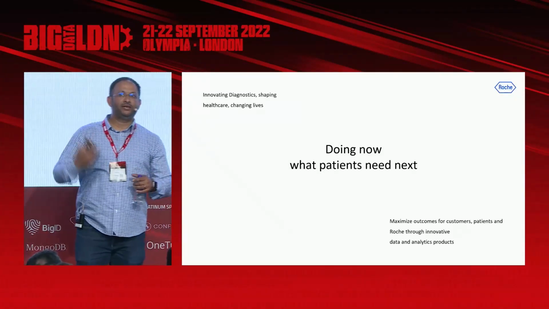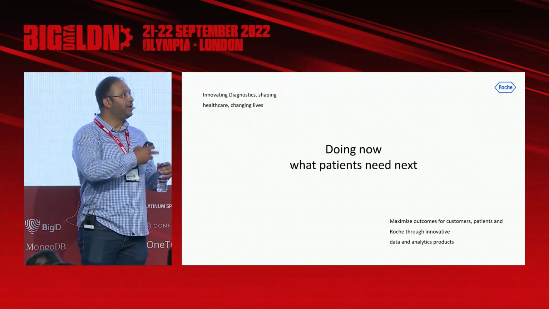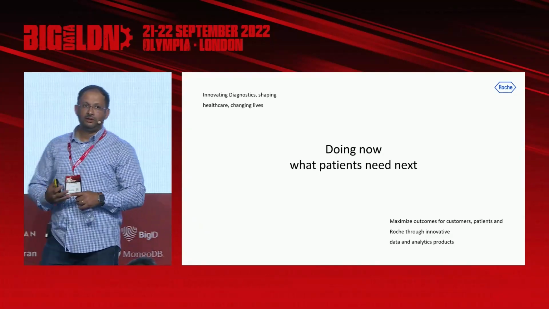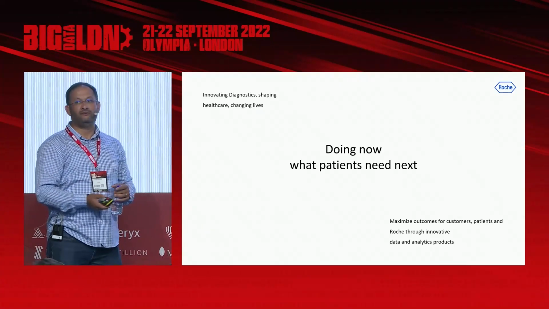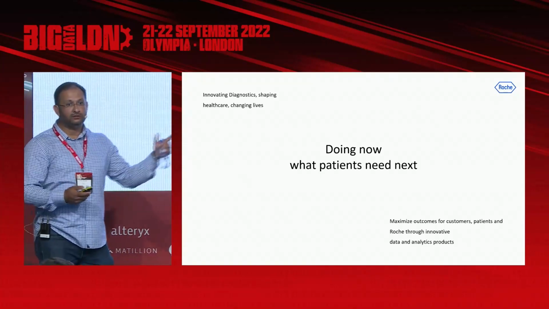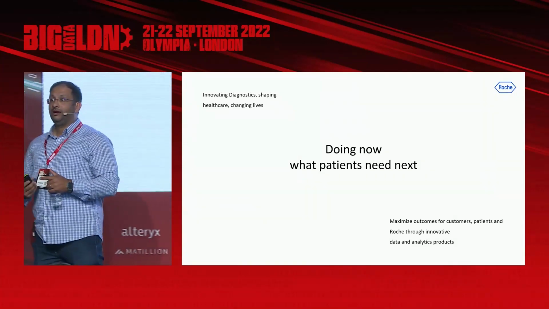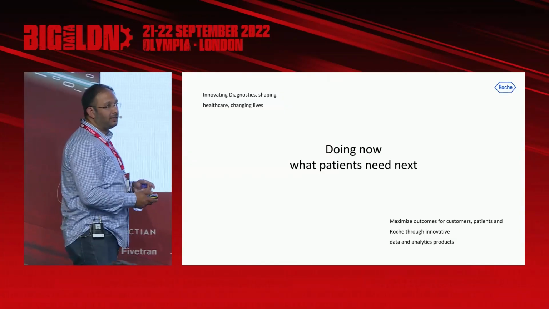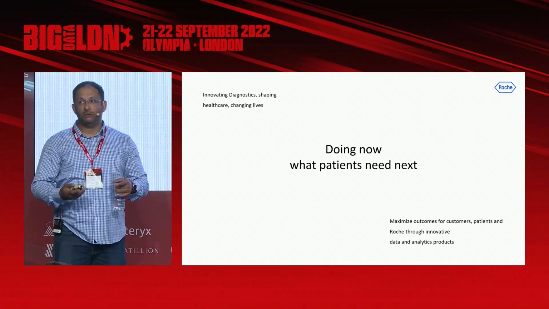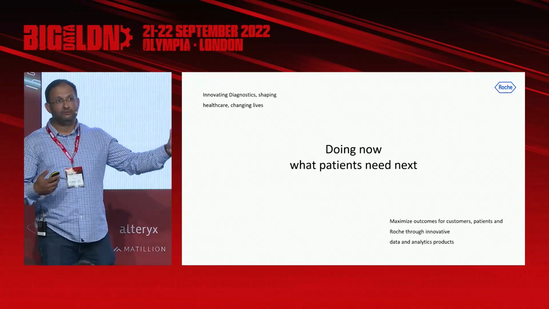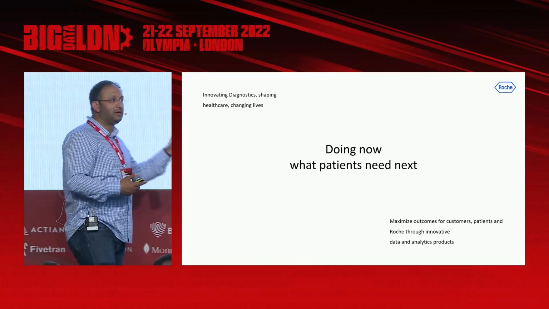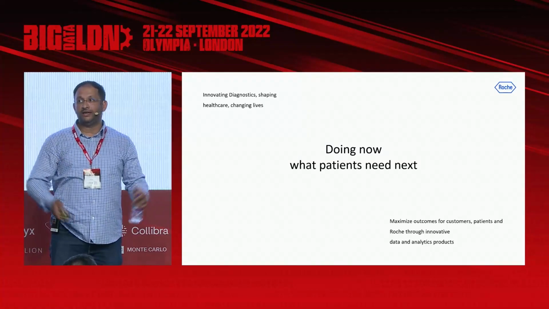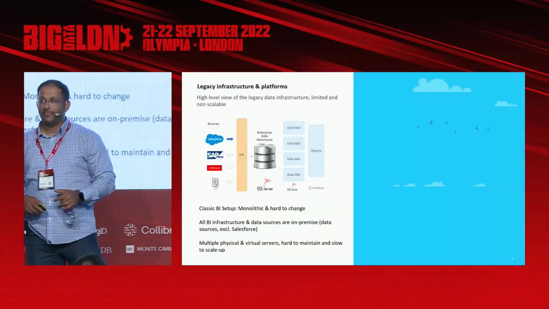So let's start with the vision. This is a very simple statement that the company has, which is doing now what patients need next. Very powerful, very simple, and this is what makes me come to the office literally every day. Based on that, you can also see on the top left side what our division wants to do, which is about innovating diagnostics, shaping healthcare, and changing lives. Our team also came up with our vision to support that, which is about data and analytics products to maximize the outcomes for customers and patients. And that's where this whole data mesh thinking and approach comes in.